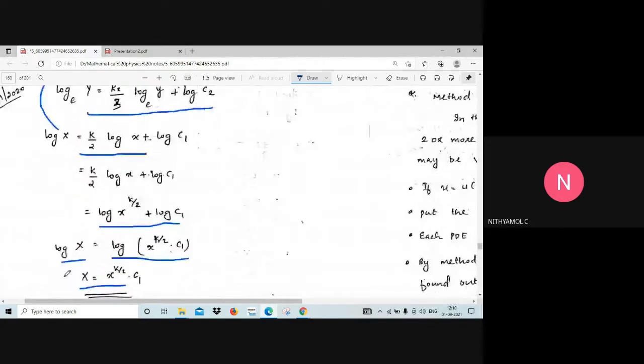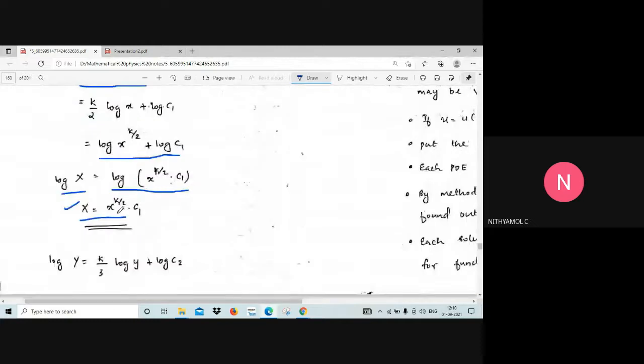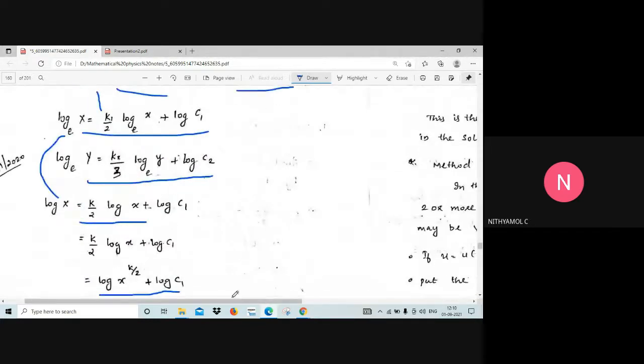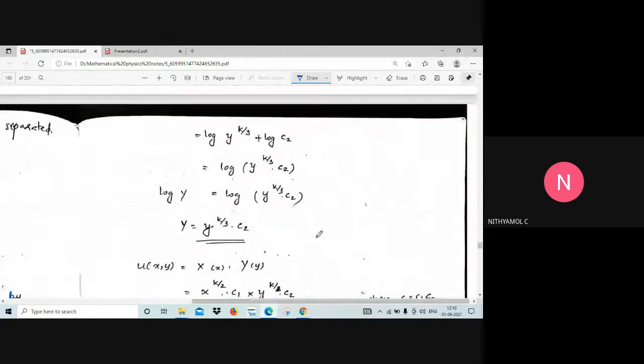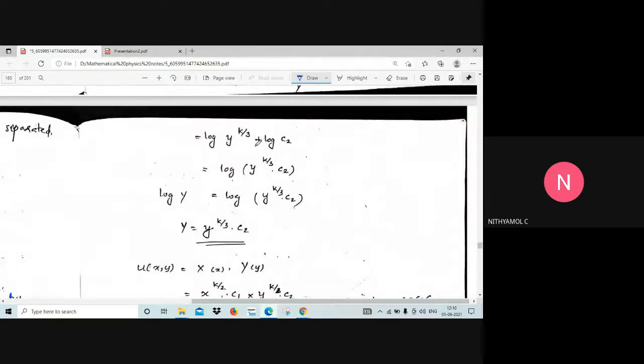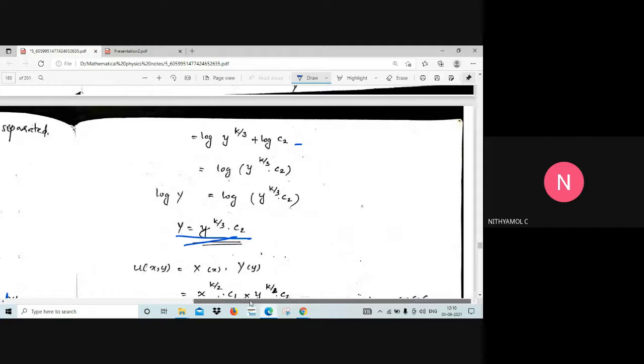So this is X. Now we can find out what Y is. The equation is this one: log Y equals k2 by 3 log y plus log c2, or log Y equals log of y raised to k2 by 3 into c2, or Y is equal to y raised to k2 by 3 into c2. Now we got the solution, because u is equal to X into Y.